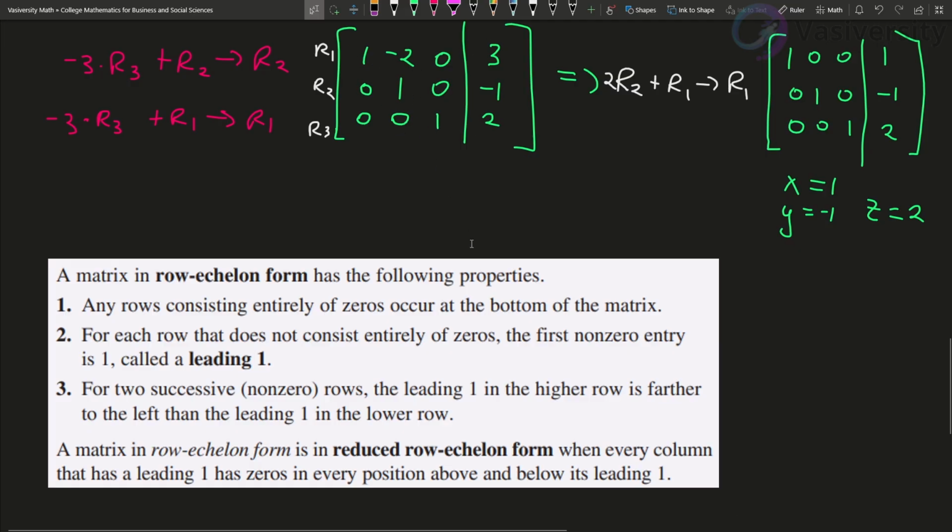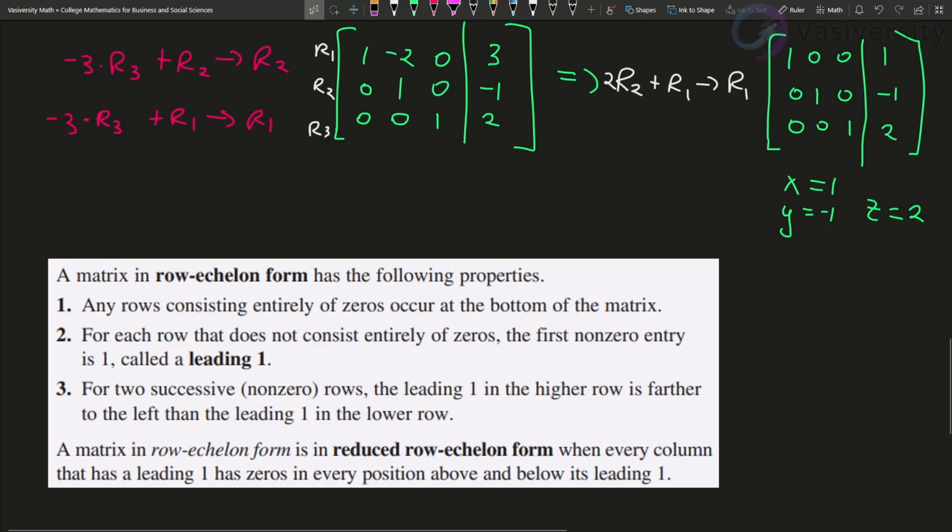Even if we end up with different ones, we have to arrange it like that. A matrix in row echelon form is in reduced row echelon form when every column that has a leading one has a 0 in every position above and below. So this one, 1, 0 everywhere, left, right, top, bottom. Okay, this part is the most important part. This is what we are talking about, the reduced row echelon form, only about the coefficient matrix, not the equal sign to the right.